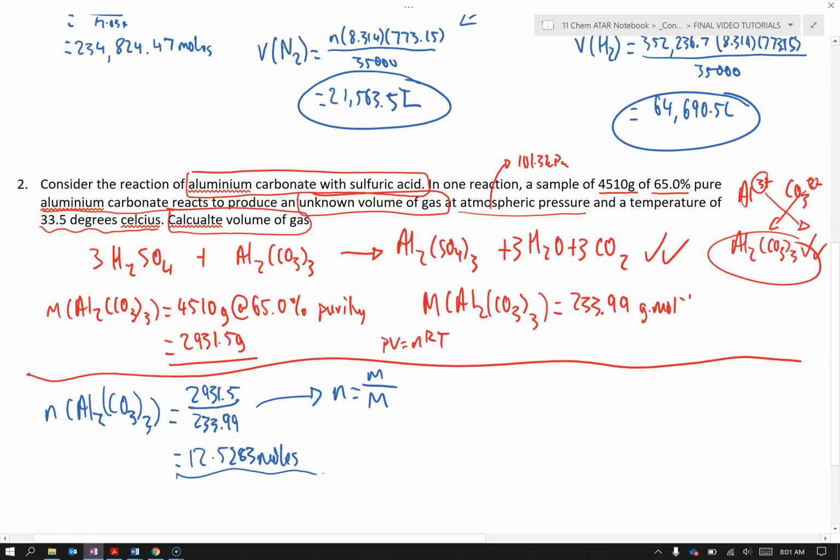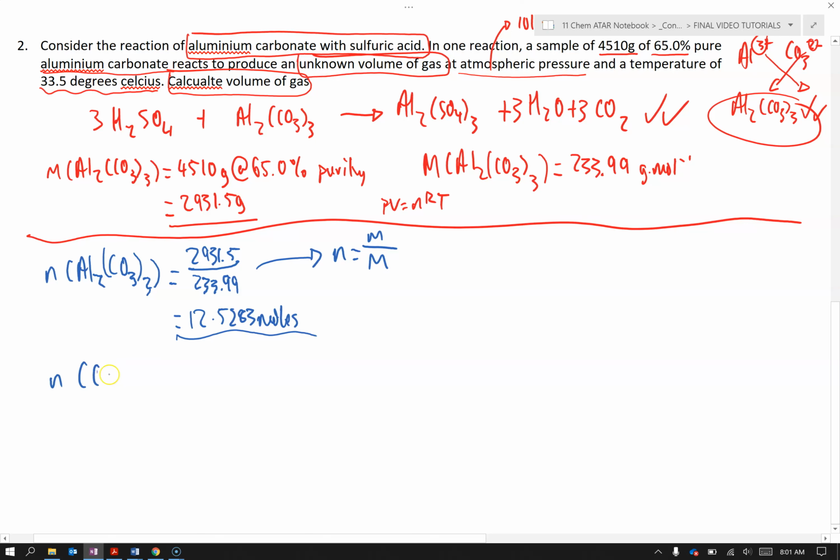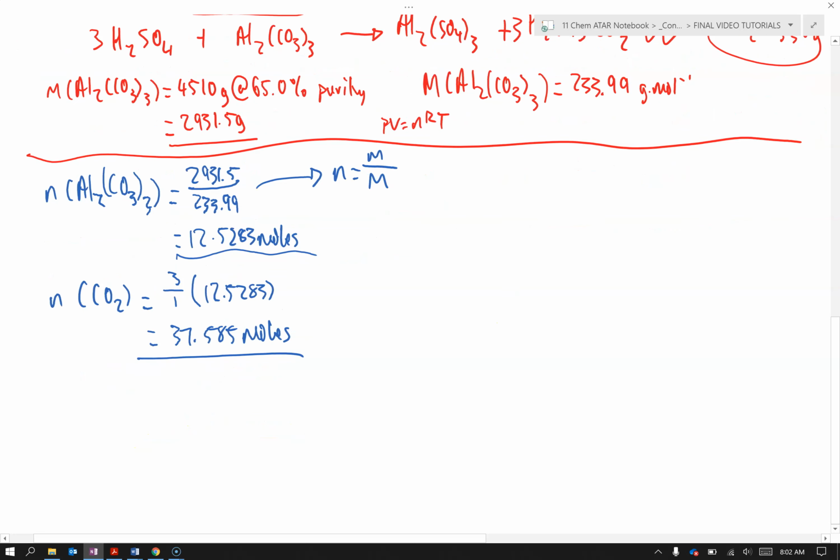Absolutely fantastic. I can now use stoich to calculate my number of moles of CO2. How do I calculate my number of moles of CO2? Coefficient in front of CO2 divided by the coefficient in front of what I know about. So that's 3 on 1 multiplied by 12.5283. Chalk that in a calculator. I get 37.585 moles. There we go. Now I've got my moles of carbon dioxide.